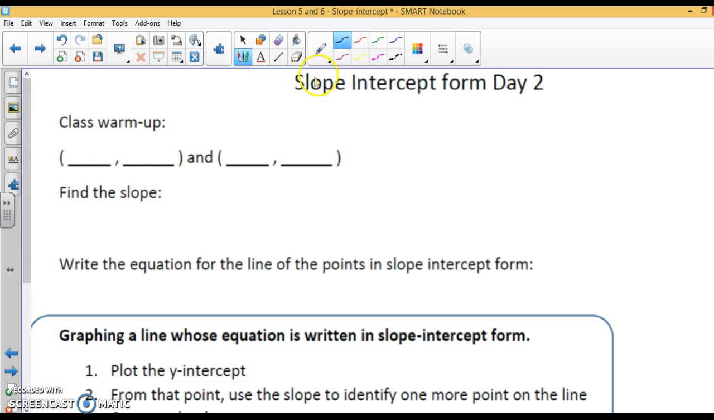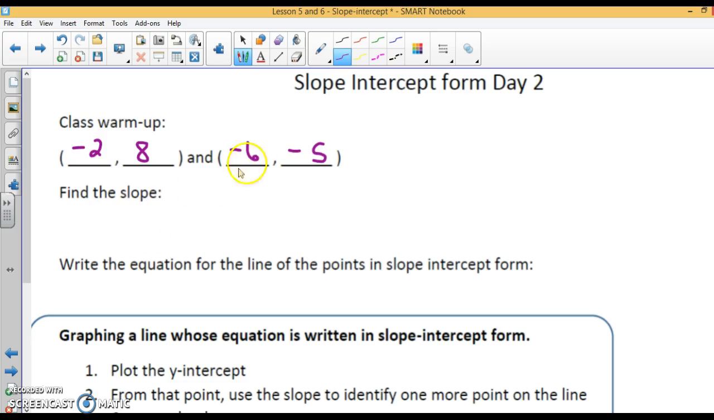All right, let's do this for a warm-up. So I'm going to write these points in here, and then I want you to freeze the video and do it. Let's find the slope of (-2, 8) and (-6, -5). So we have a line that goes through these 2 points. We want to find the slope. Pause the video now and do this.